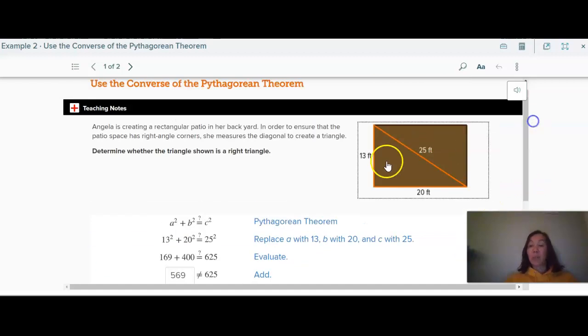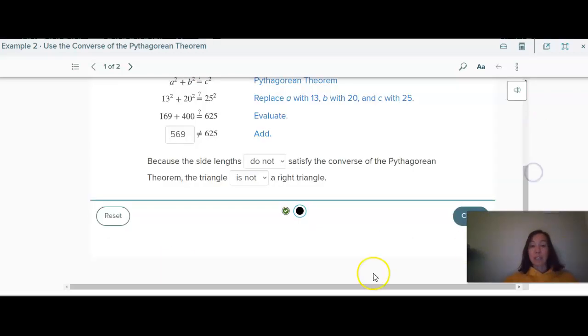So again, you're not going to go based on what the drawing looks like. You need to do the work to see if it actually is. Just because it's drawn to look like a right triangle doesn't mean it is, in fact, a right triangle. So you guys try the check problem.